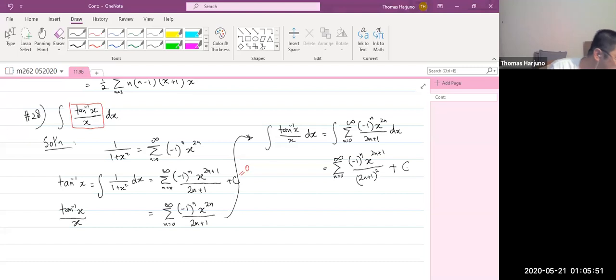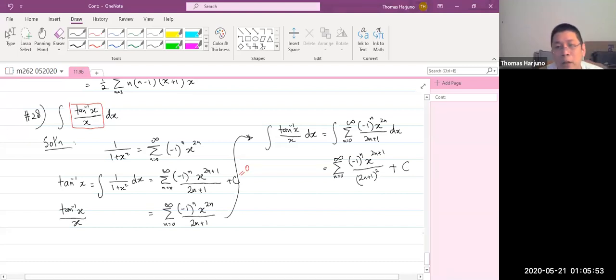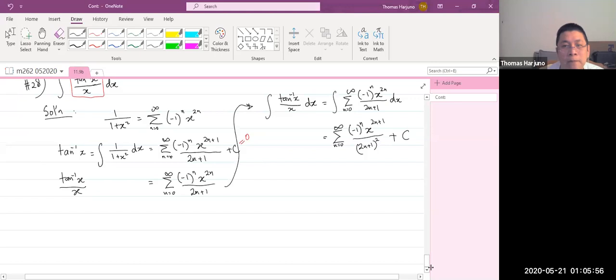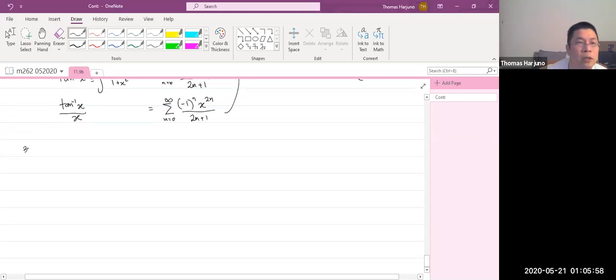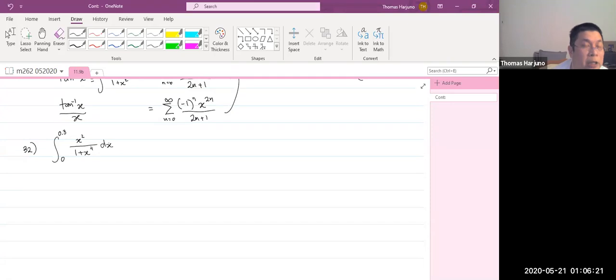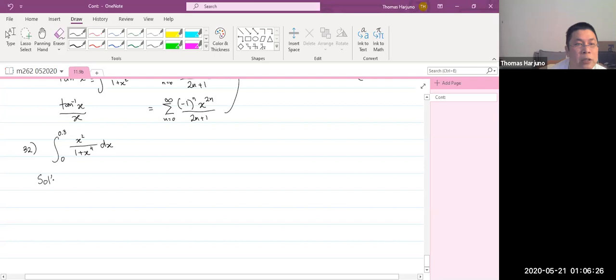That's for number 28. How about number 32? Number 32: the integral from 0 to 0.3 of x squared over 1 plus x to the 4th dx. Now, this integration is not doable analytically. We cannot. But let's see how we can deal with this.